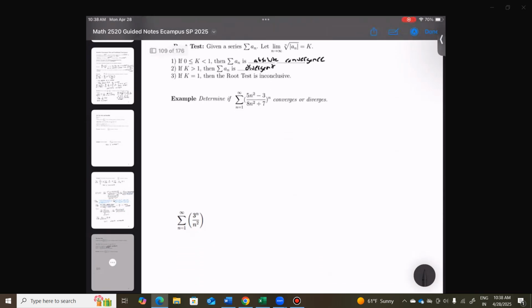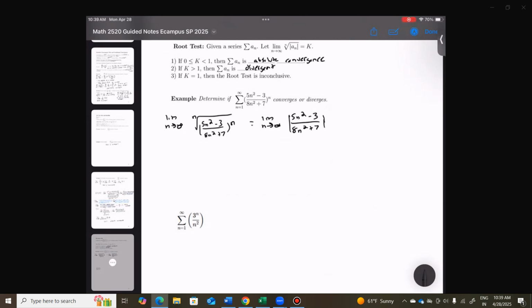Alright, so 5n squared minus 3 over 8n squared plus 7. We'll do the limit as n goes to infinity of the nth root of (5n squared minus 3 over 8n squared plus 7) to the nth power. And so we get the limit as n goes to infinity of 5n squared minus 3 over 8n squared plus 7. This is always going to happen because you can only use this when everything's being raised to the nth power.